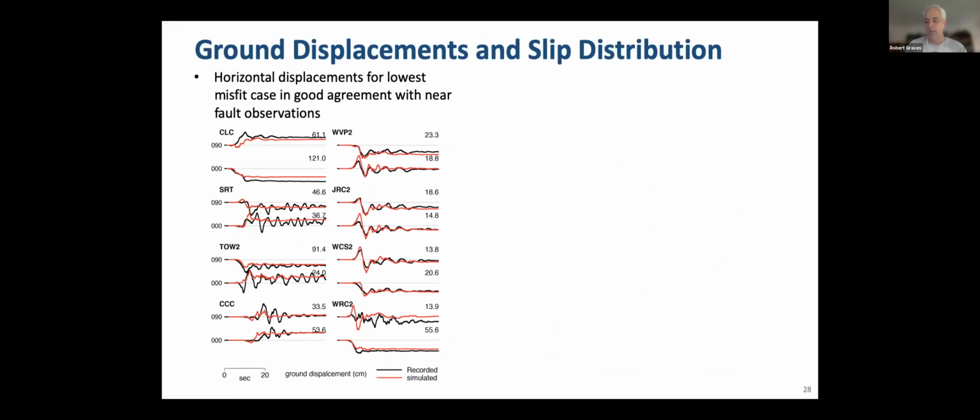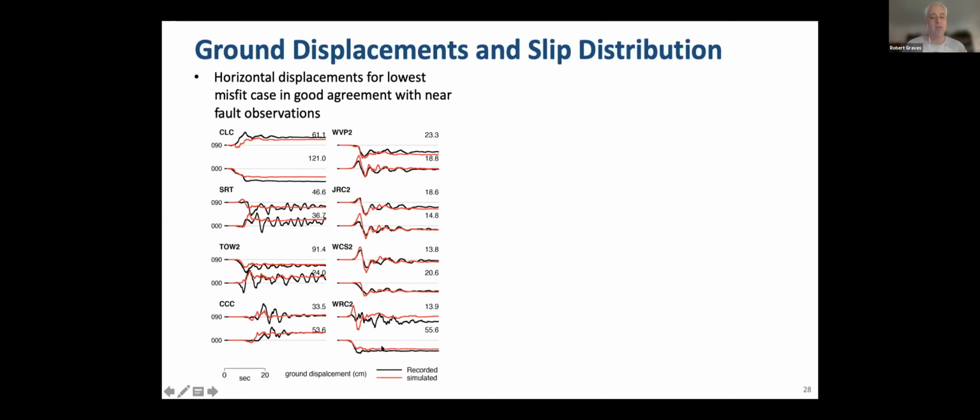Just to look at a couple of other metrics, this is showing the horizontal displacements. And we're looking at just one particular case. This is the lowest misfit case. These sites are the 8 closest sites to the rupture. And for each site, I'm showing the 2 horizontal components. I've integrated the recorded ground motions up to displacement, preserving the static offset using the technique of Bohr. The red are showing the simulations, black are the observations.